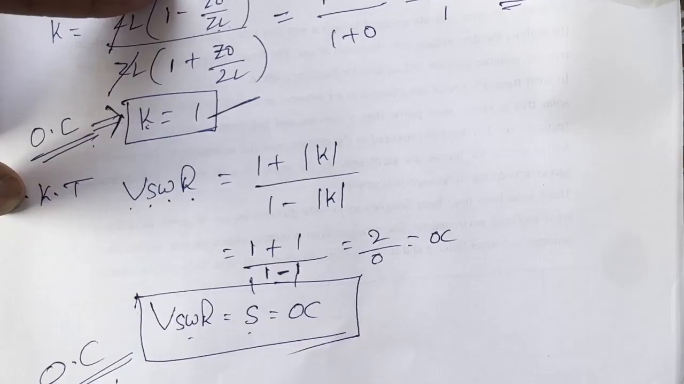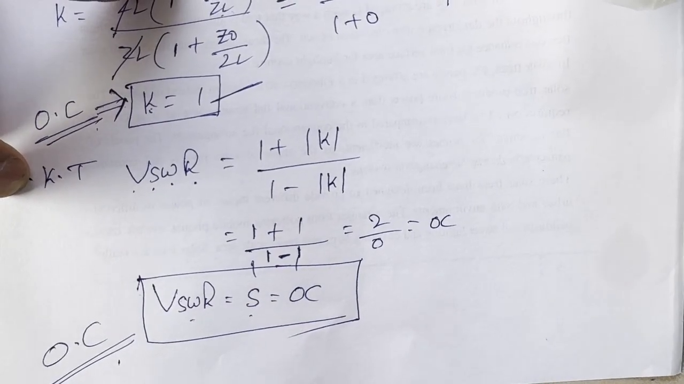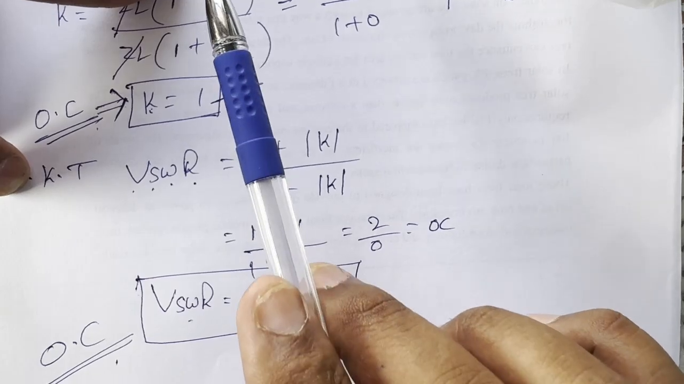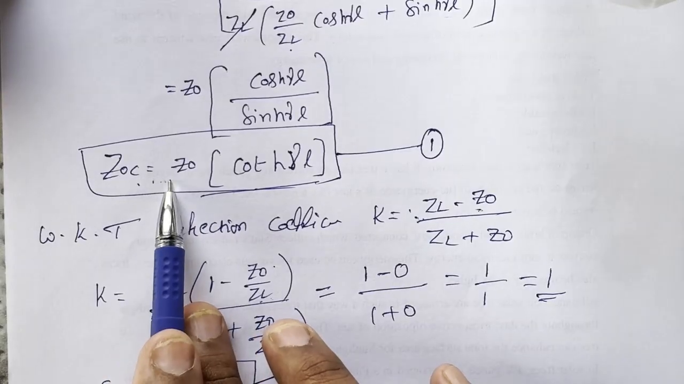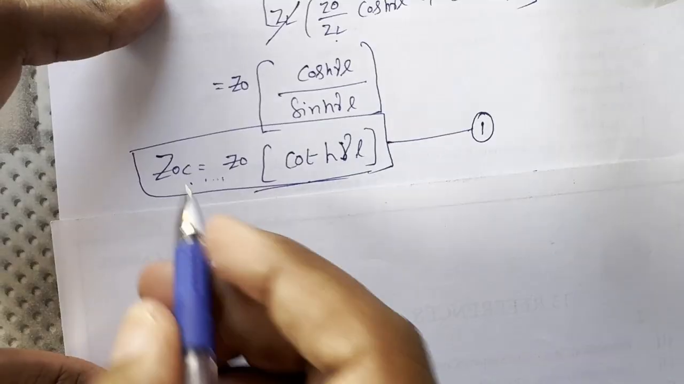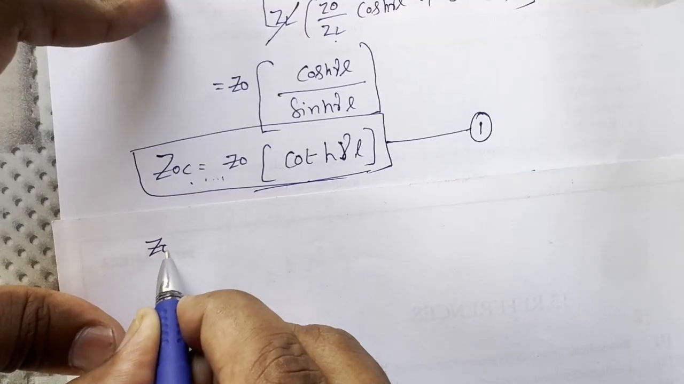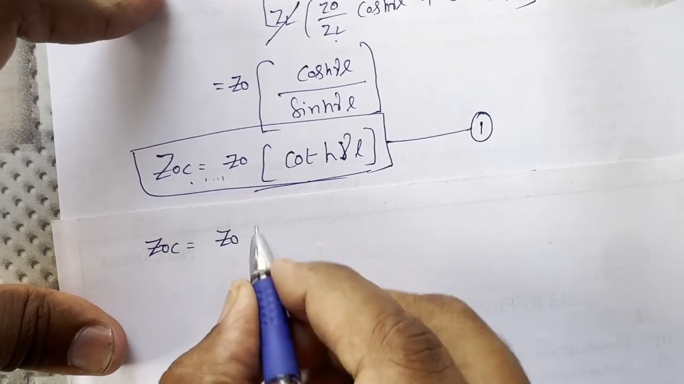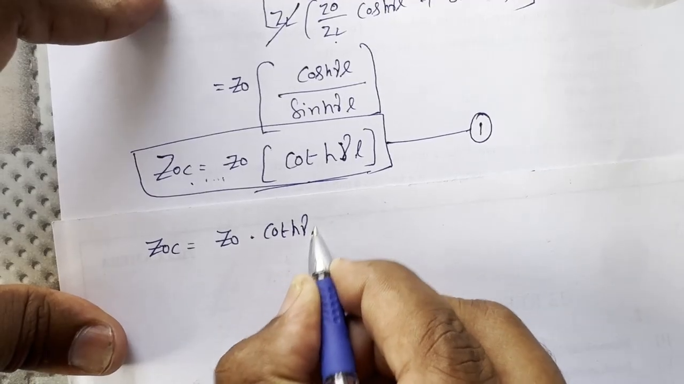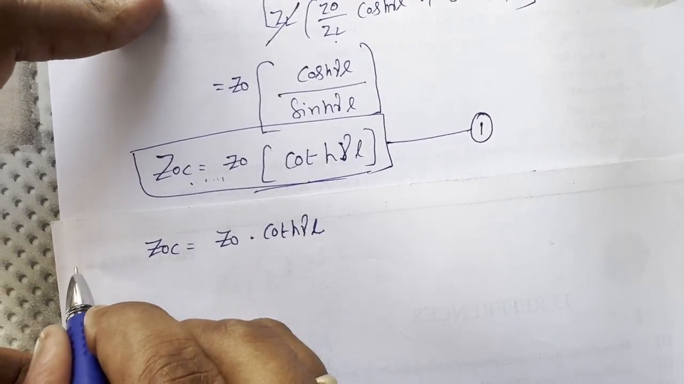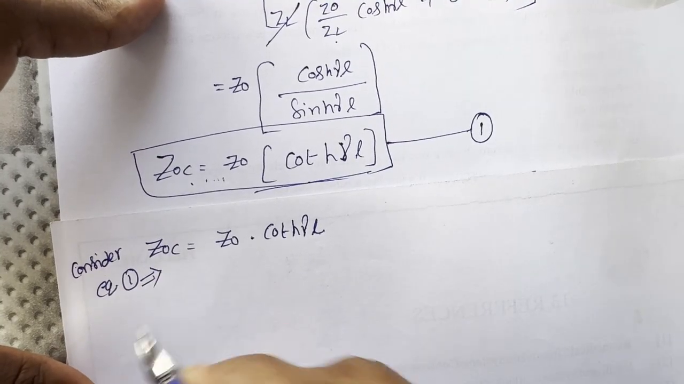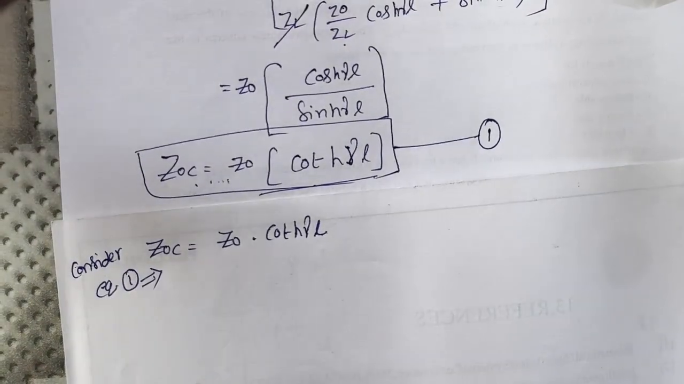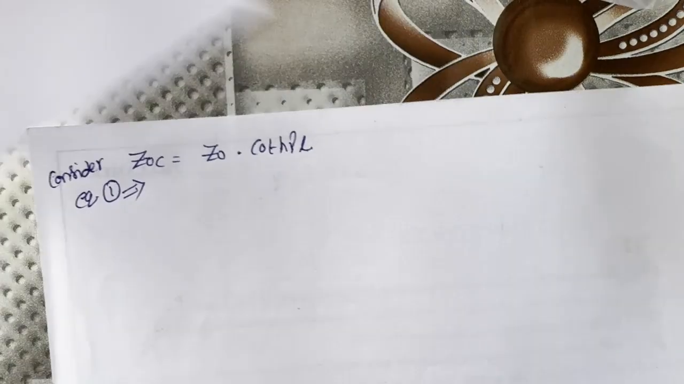Now we have to plot the waveforms for this open circuited transmission line. To plot the waveforms, we have to consider equation 1. Now equation 1 is ZOC equal to Z0 into coth gamma L. By considering equation 1, we are getting like this. Now the same process what we had done in our previous point, we have to repeat here also.